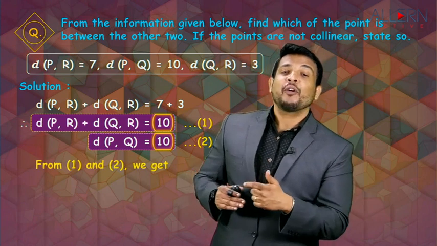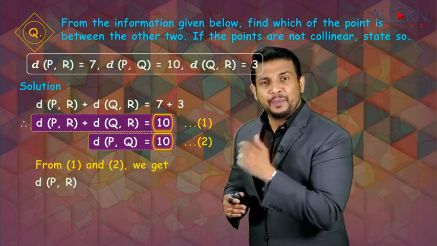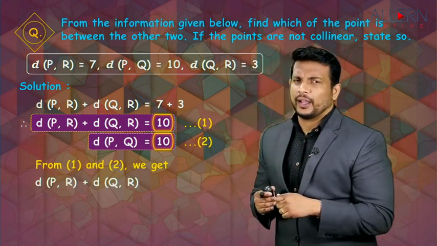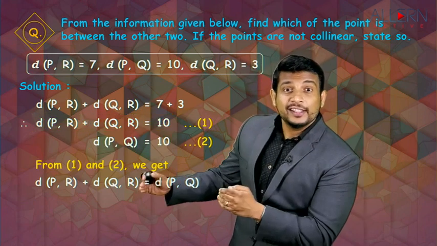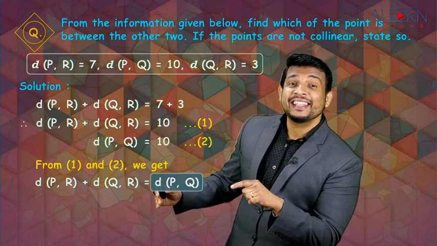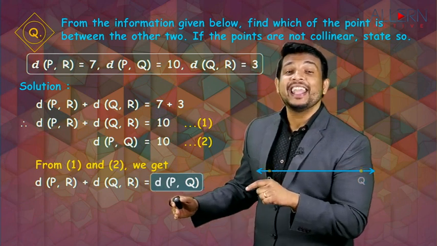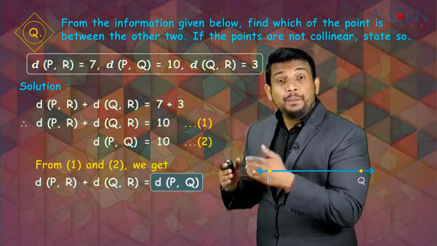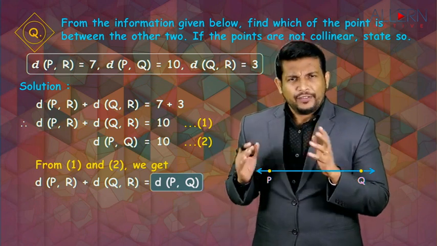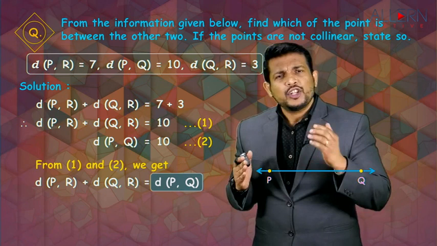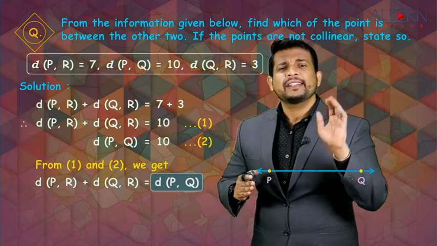So we can say from 1 and 2, the distance between P and R plus distance between Q and R is equal to distance between P and Q. That is what we got. If we get this condition true, we can say that yes, there is collinearity, and P, Q and R are collinear. But the question is, if they are collinear, we need to identify which point is between the other two. It's very simple.